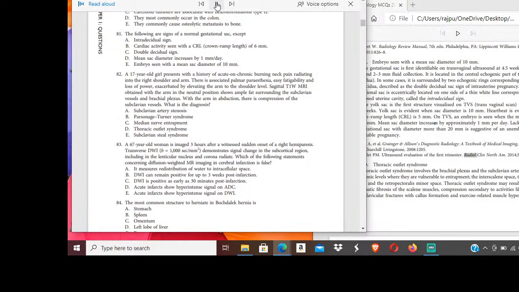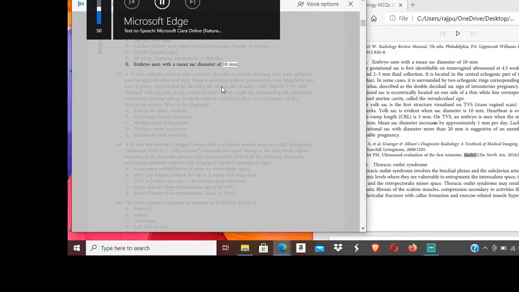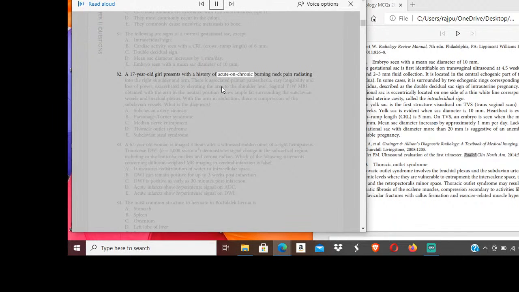82. A 17-year-old girl presents with a history of acute on-chronic burning neck pain radiating into the right shoulder and arm. There is associated palmar paresthesia, easy fatigability, and loss of power, exacerbated by elevating the arm to the shoulder level. Sagittal T1W MRI obtained with the arm in the neutral position shows ample fat surrounding the subclavian vessels and brachial plexus. With the arm in abduction, there is compression of the subclavian vessels. What is the diagnosis?